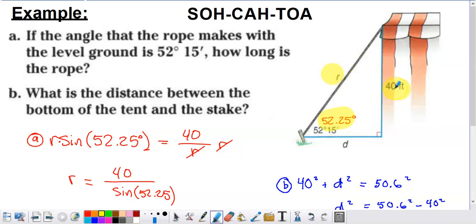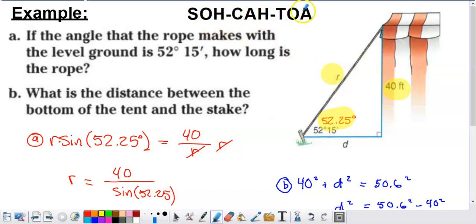But the side that we know, it's not along the angle that we know. It's not next to the angle that we know. It's on the other side of the triangle from the angle that we know. This is the opposite leg relative to that 52.25 degree angle. So if this is opposite, and we said a few seconds ago that R is the hypotenuse, the side that we want to determine in part A is the hypotenuse. So we have opposite and hypotenuse.